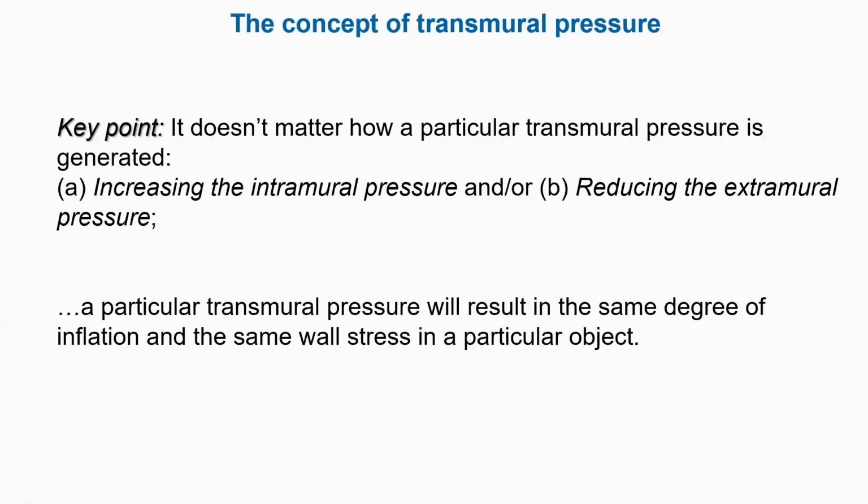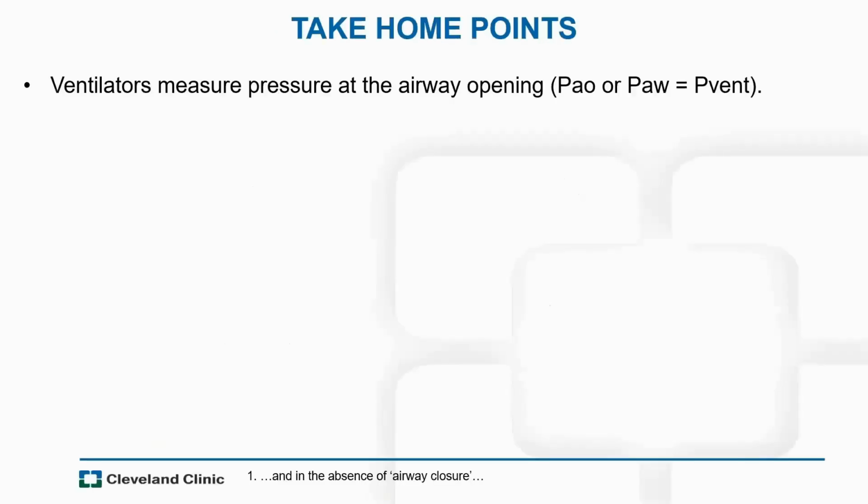I've said this several times, but just to really hit home, it doesn't matter how a particular transmural pressure is generated. It can be by increasing the pressure within the chamber, or by reducing the pressure outside the chamber, like in negative pressure ventilation. A particular transmural pressure will result in the same degree of inflation and the same wall stress in a particular object. And this is a recap.